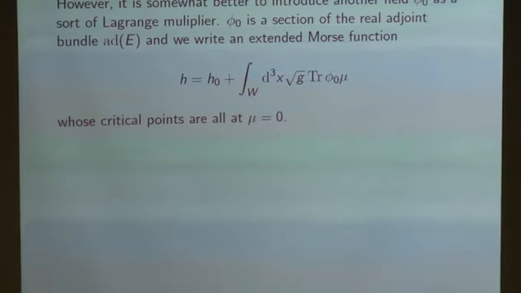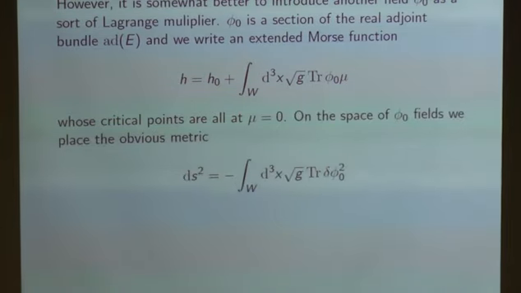This is actually what I did in the first paper where I discussed these flows. But there's an improvement, which is to introduce another field phi 0 as a Lagrange multiplier. Phi 0 is a section of the real adjoint bundle, and we write an extended Morse function, which is just the old Morse function plus phi 0 times the moment map. What we've done is to add another variable, so now all the critical points are at mu equals 0, and flows that start around the critical points will always be flows that happen at mu equals 0.